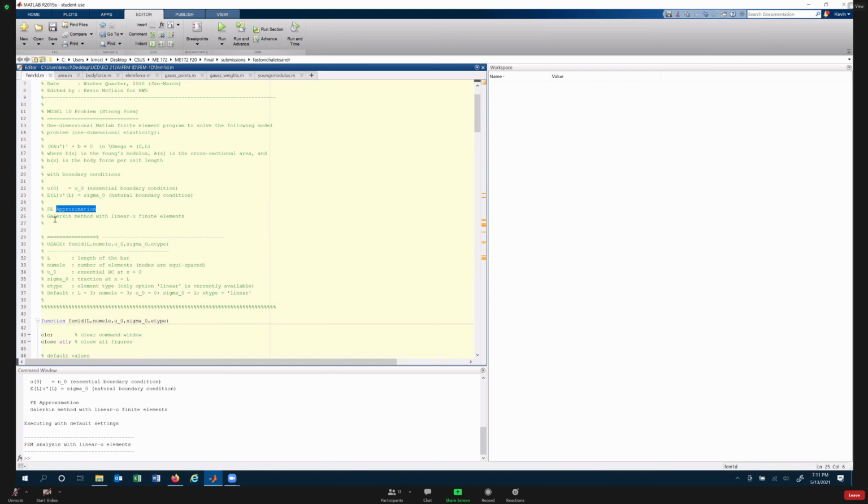It's using the Galerkin method with a linear code, and part of another homework was that we actually turned it into a quadratic form. So I'll show you that difference there.